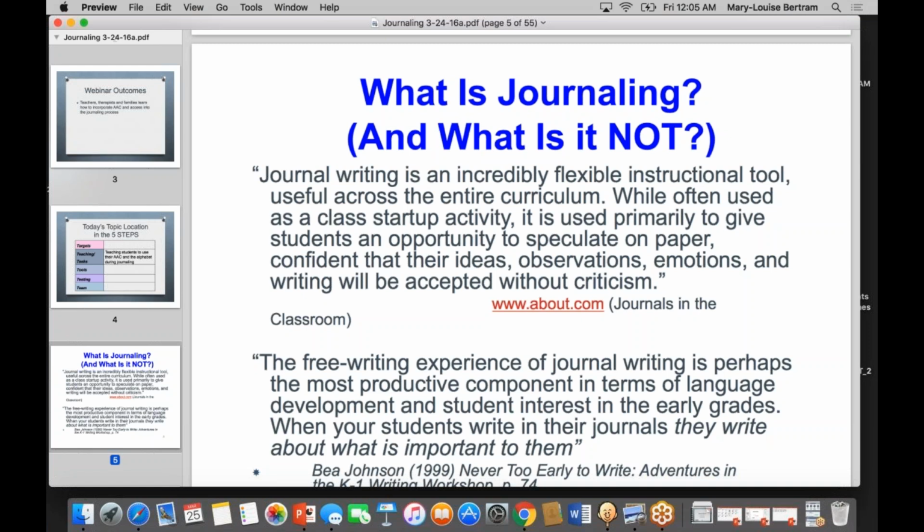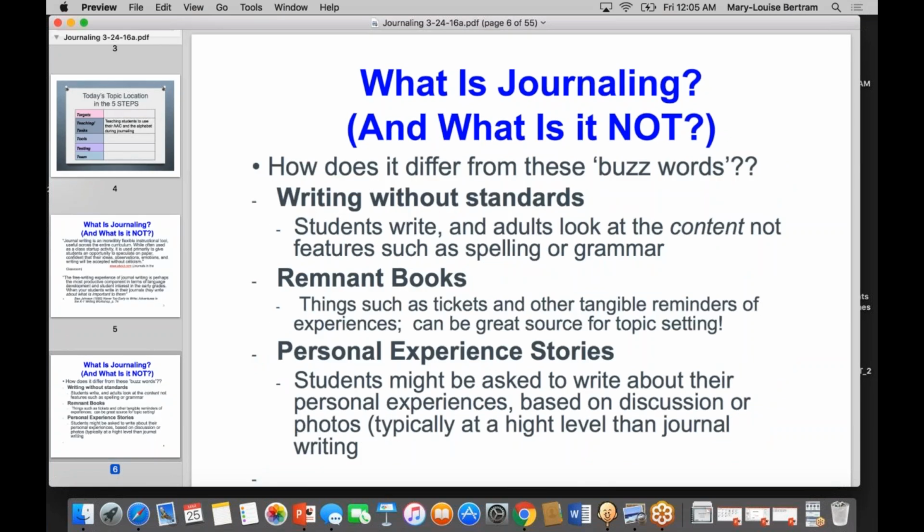From B. Johnson. And this is why journaling is done in so many classrooms around the world, because we're teaching children to share their ideas, to write about what's meaningful for them, and to fall in love with writing, fall in love with getting the ideas out of their head and sharing it. And that's why we do it in so many classrooms.